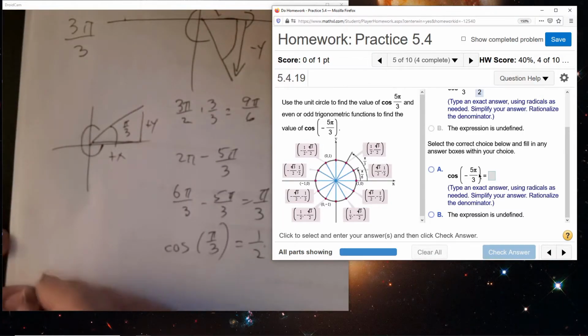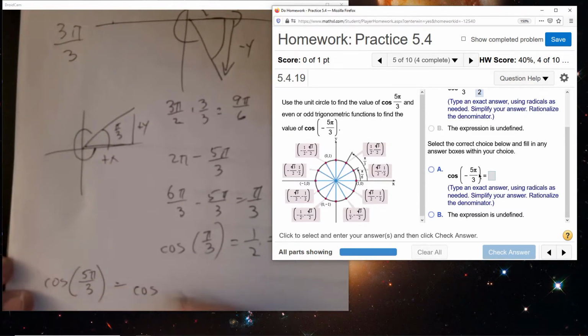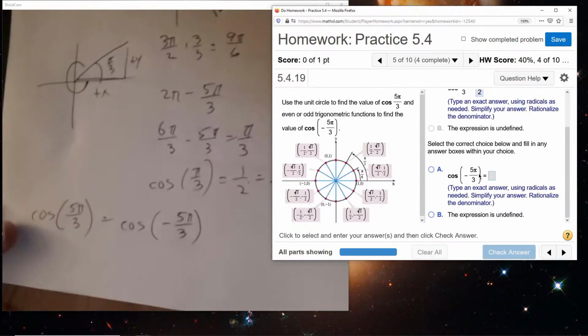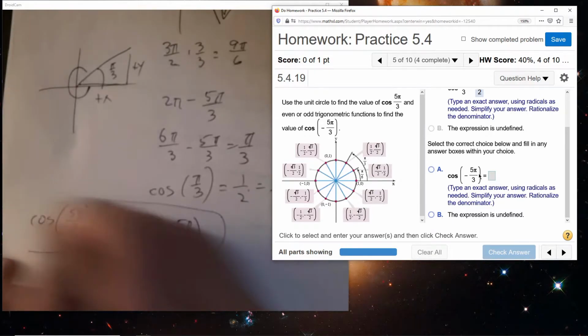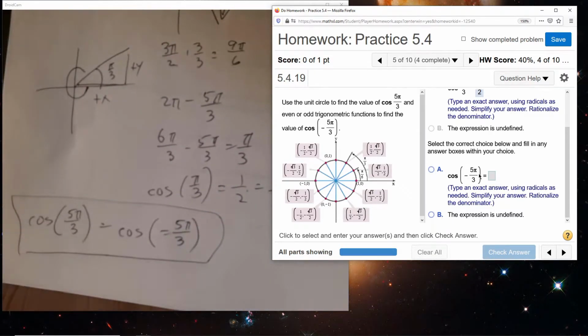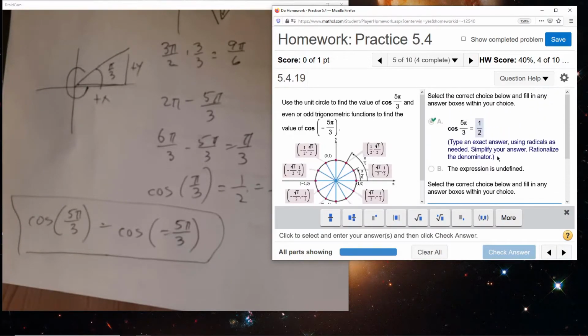Now, another way to look at this is that cosine is an even function. And remember, an even function means if you plug in the negative angle, that's exactly the same as plugging in that positive angle. So that's what an even function means. So we could have just answered with the statement right here that cosine is an even function. And so it's going to have the same value as the one we just did.